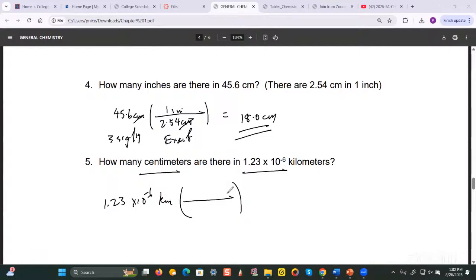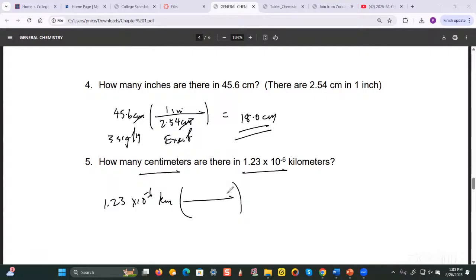But you need to figure out how many centimeters are in 1. How will you determine that? Okay, so you have to go to the chart, and the chart that you'll be using is the chart with the prefixes. You have to know what kilo means and what centimeter means.